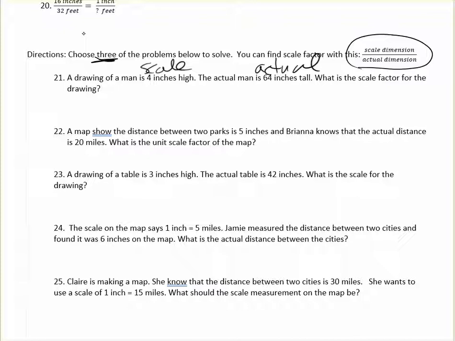Let's look at 22. A map shows the distance between 2 parks is 5 inches. That's the scale dimension. And Brianna knows the actual distance is 20. So this would be the scale dimension. What is the unit scale factor of the map? So again, you just need to write it like a fraction and then simplify it so that we can get it in the simplest form we can. So divide each of them by a common factor, which looks like 5, and keep the units the same.